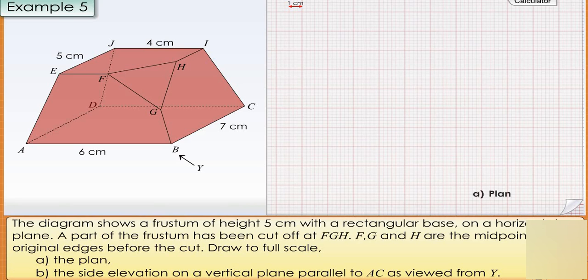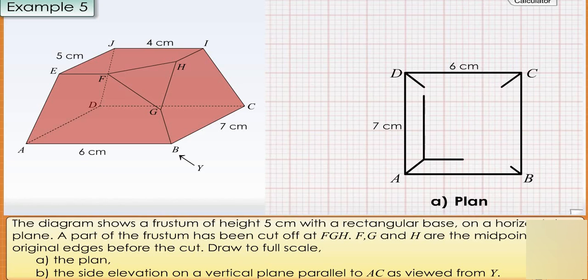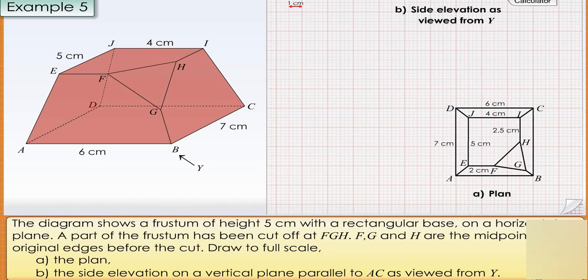Let's draw the plan first. We start with a 7 cm by 6 cm rectangle. Complete the plan with the given labels and measurements as usual. For the side elevation, the base is AC.